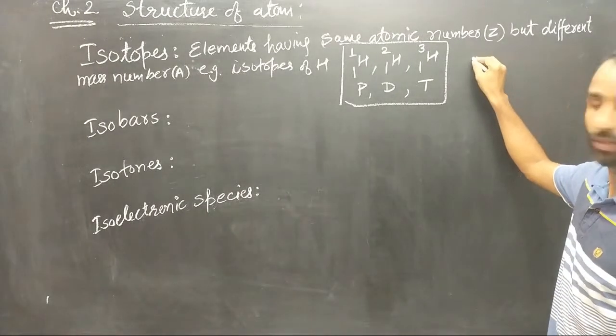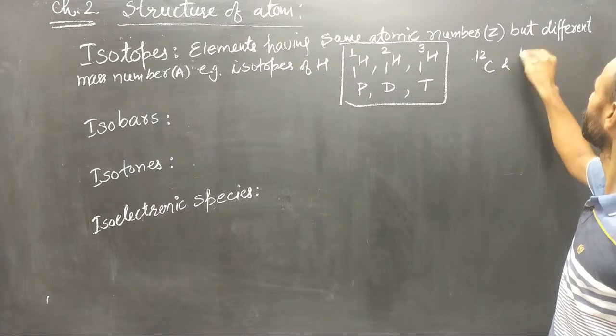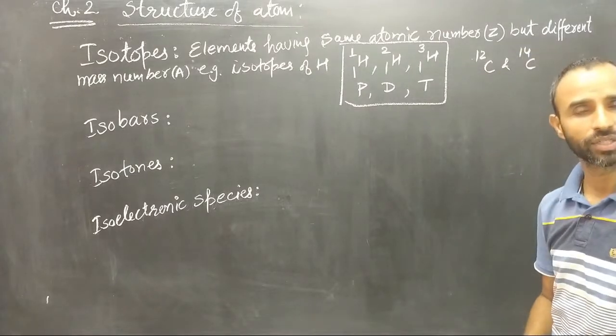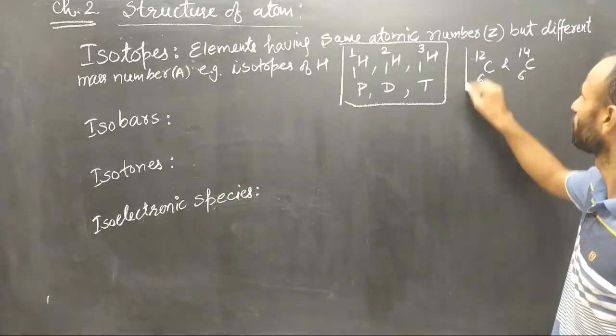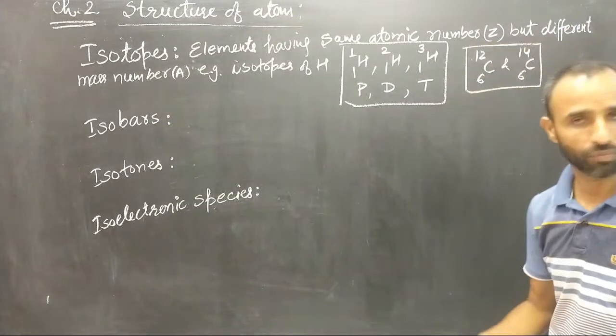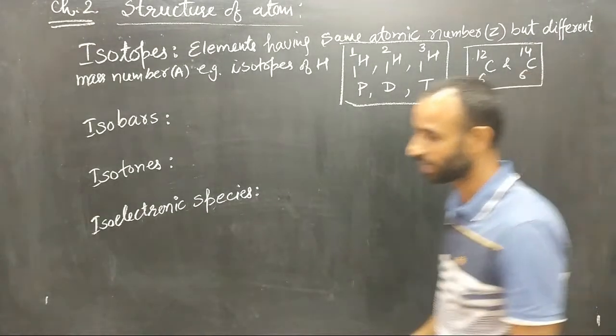Isotopes of carbon, C12 and C14. Sometimes we write it as just C12, C14, because you know C has atomic number 6. If it is written as C, the atomic number is fixed. Okay, so these are isotopes.